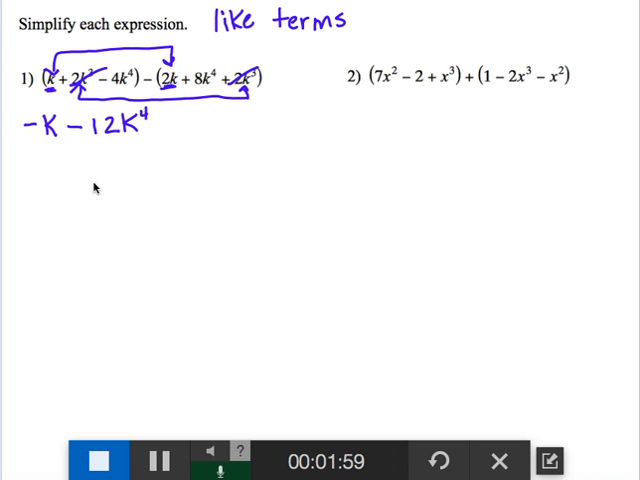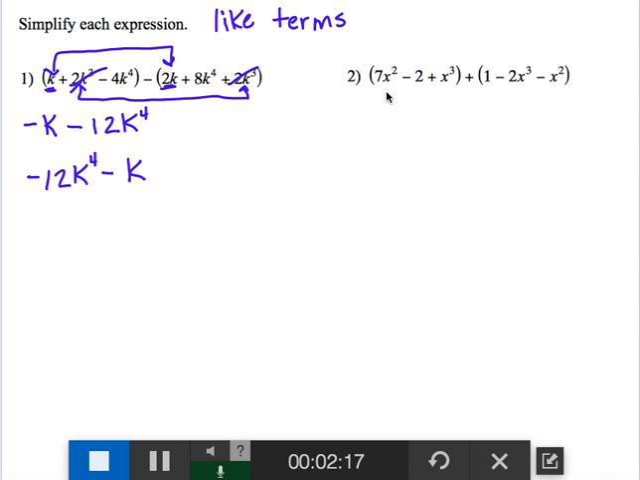Now this is an acceptable answer. A lot of times they want you to write it in what they call descending order. So you put the largest coefficient, or not coefficient, but the largest exponent first. So you might see it written as this. Either one is a correct answer.